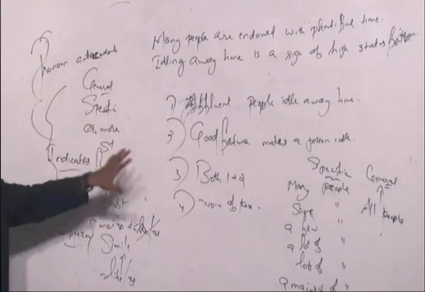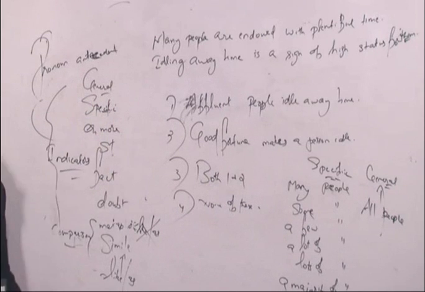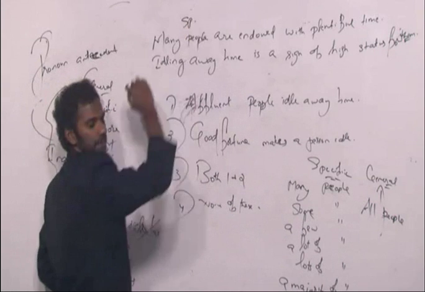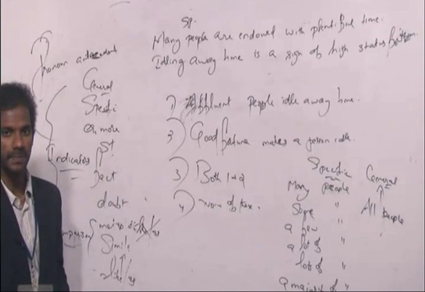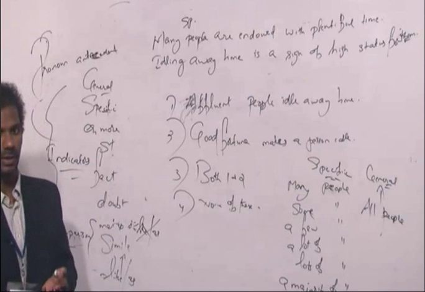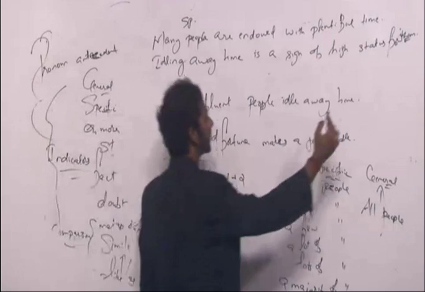If what is in the option is specific, what is in the question also must be specific. Clear? Fine. Many people is specific. Many people are endowed with plentiful time. Idling away time, you know what it is. Idling away time is a sign of high status for them.